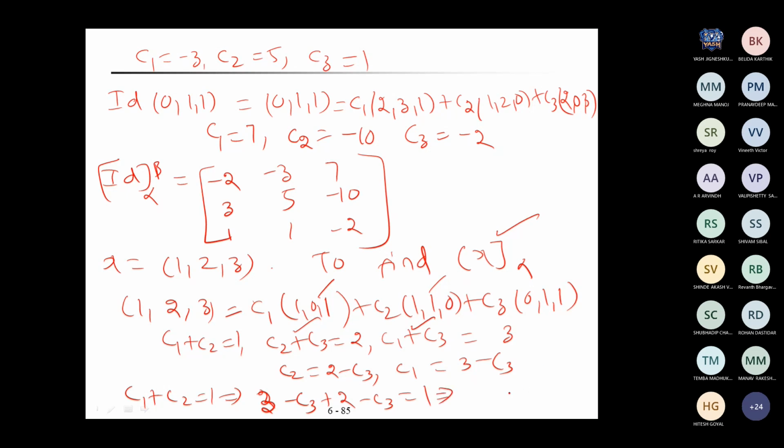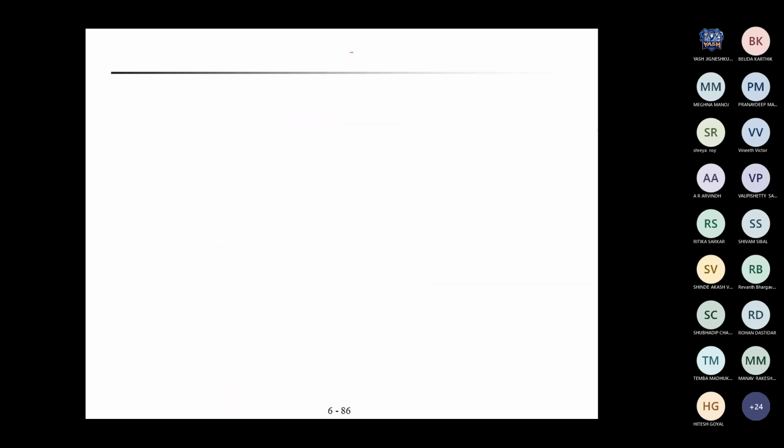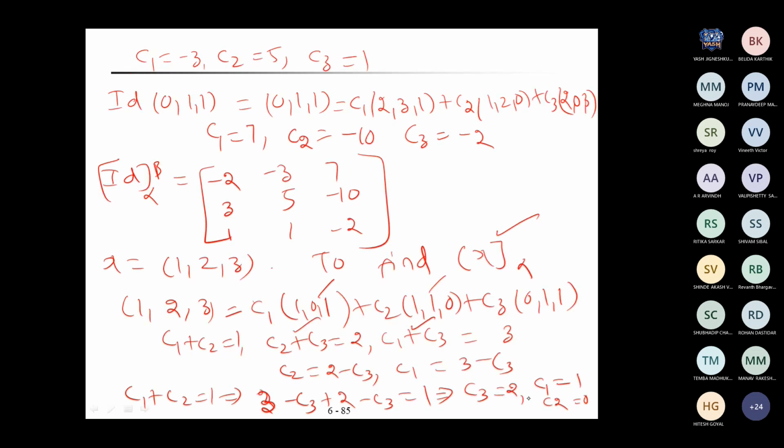Tell me. 2C3, ma'am, C3 is equal to 4. C3 is 2. Yeah, C3 is 2. Okay, what is C1? 1. C2 is 0. C2 is 0. What is X alpha? 1, C2, C3: 1, 0, 2.